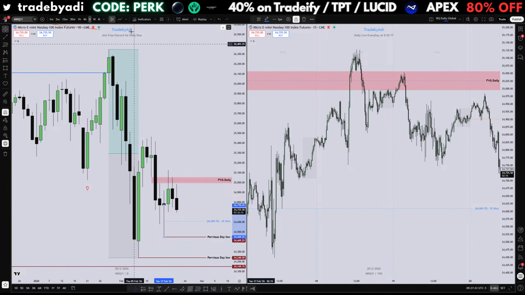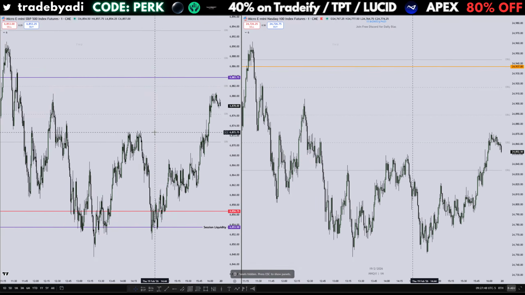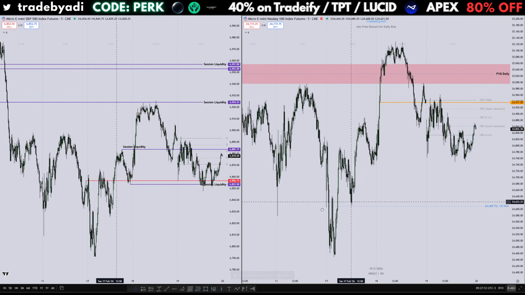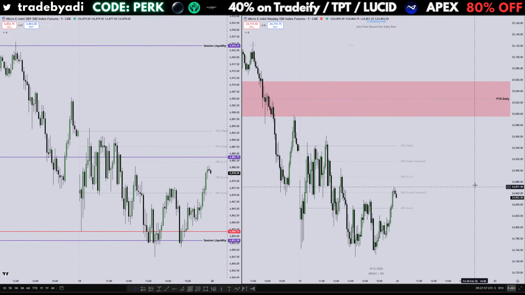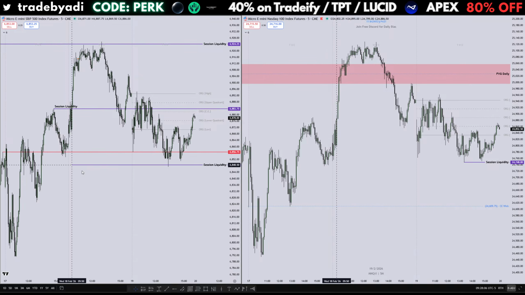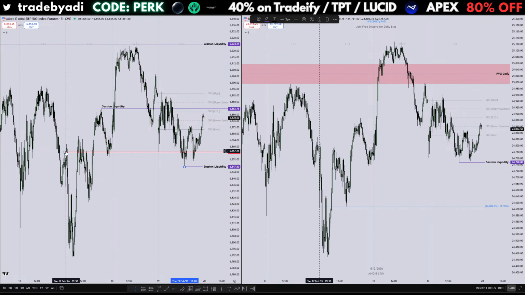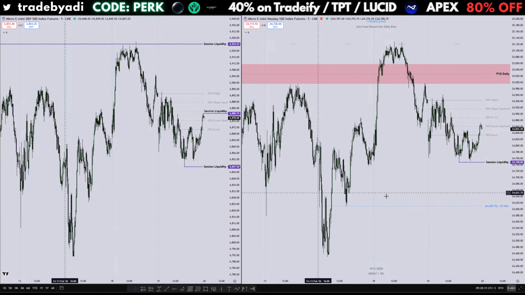Okay, now on an RTH chart, on a 5 minute, we do have these equal lows. This will be the session liquidity, and this is the session liquidity again, and this is the buy side session liquidity.